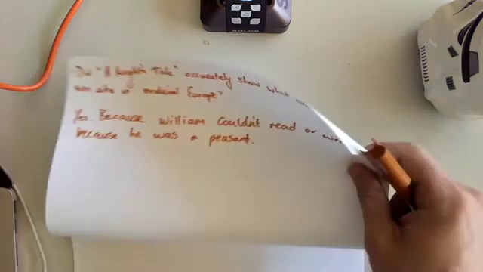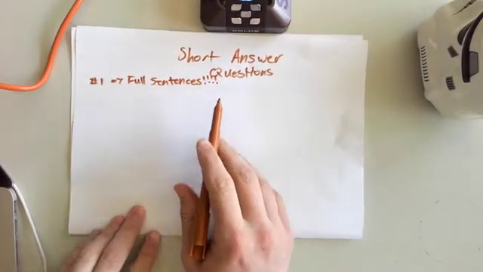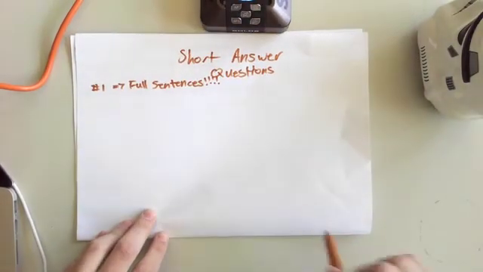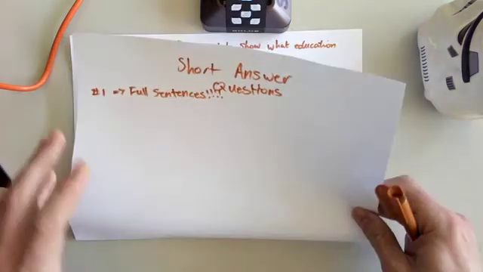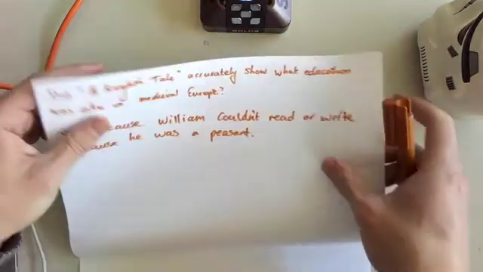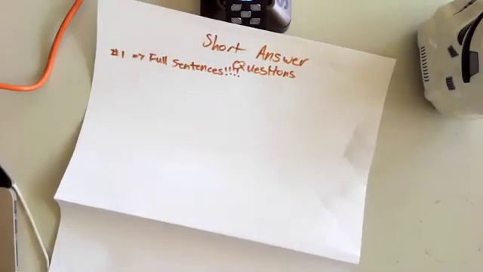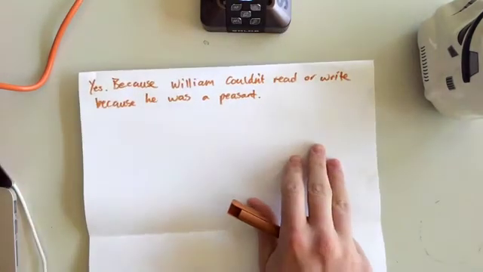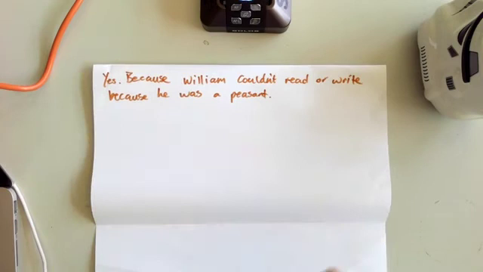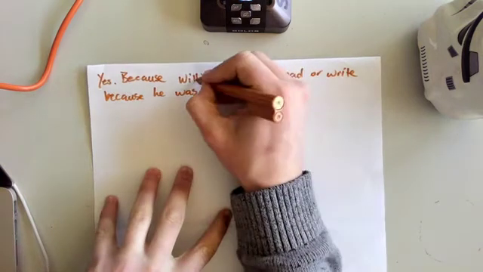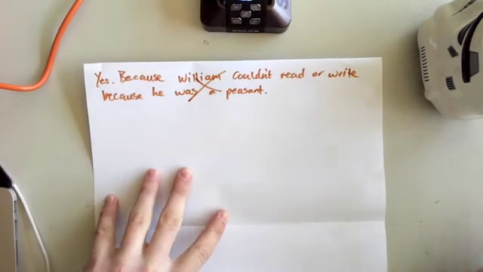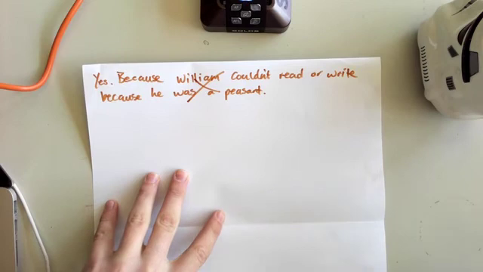Now, remembering a full sentence means that I can read your answer without the question, it will make complete sense, and it will be answered well. If I was to hide the question from you, and just give you your answer, yes, because William couldn't read or write because he was a peasant, that would make absolutely no sense to me at all. So the first thing we're going to do is step 1, write our answer in full sentences.